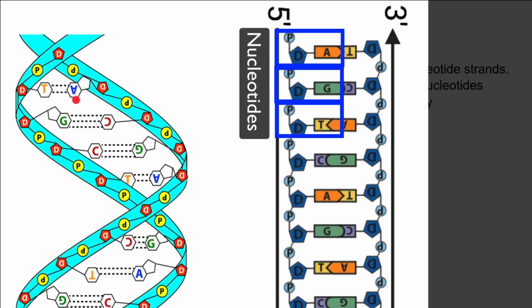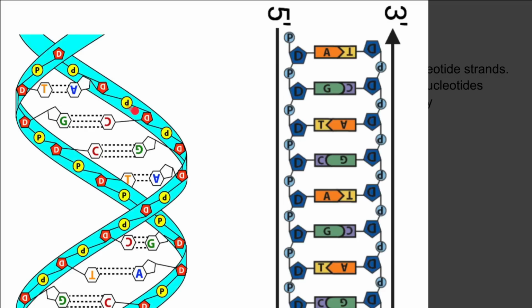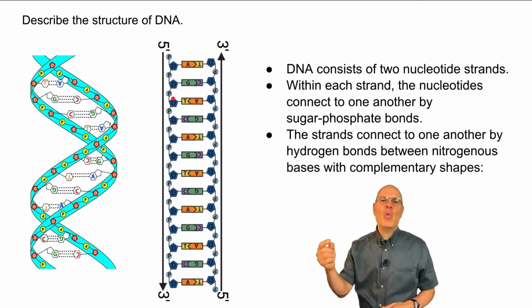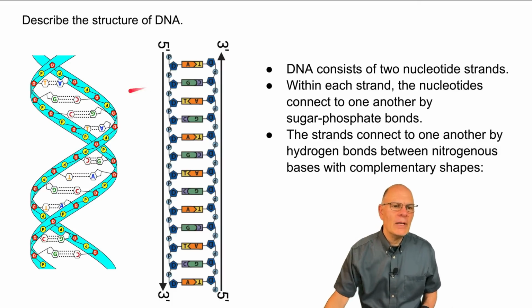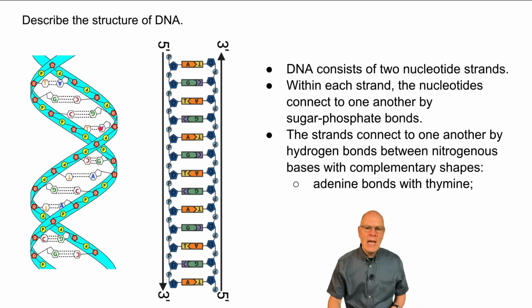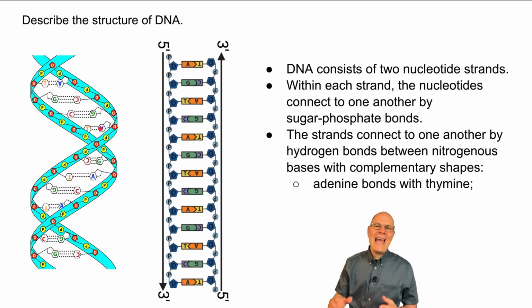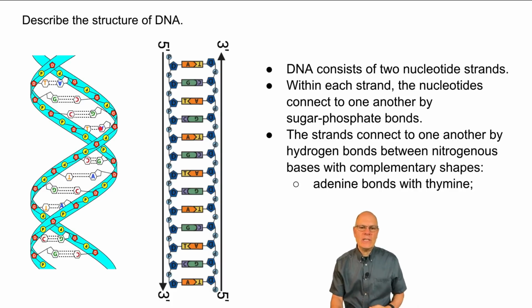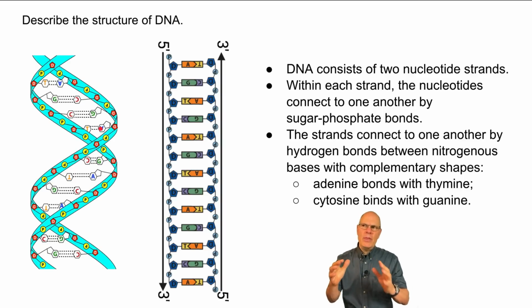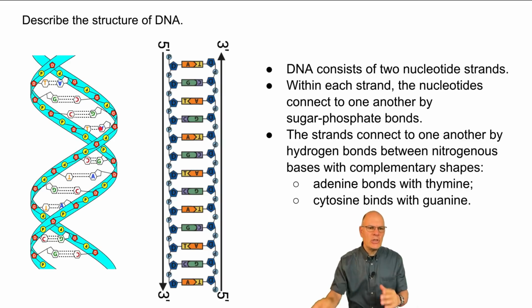Within each strand, the nucleotides are connected by sugar-phosphate bonds. So here's a sugar, here's a phosphate, here's a sugar, here's a phosphate. But the strands connect to one another by hydrogen bonds. So here you see G connecting with C, A connecting with T, and those are rules to memorize. Adenine, A always bonds with T, C bonds with G. They have complementary shape. Their molecular dimensions are such that they fit nicely within the helix. That's more of a story for Unit 6.